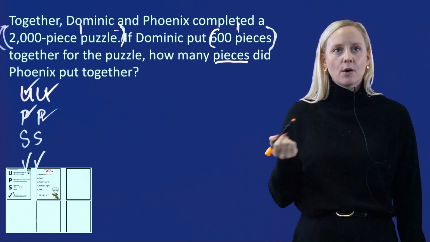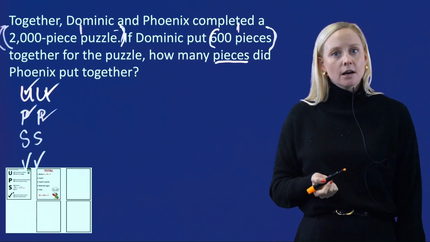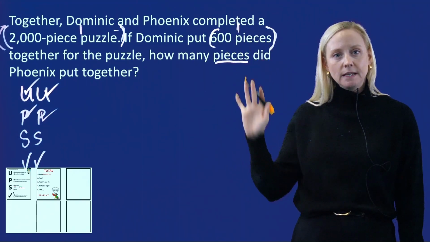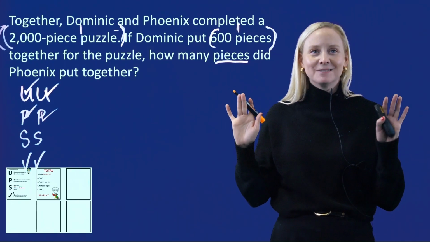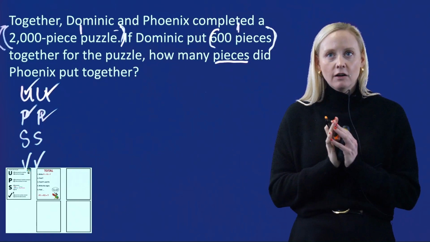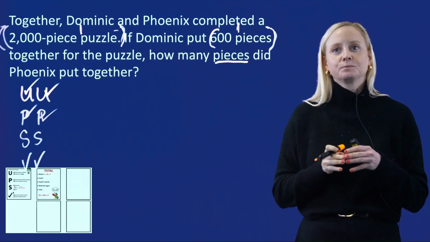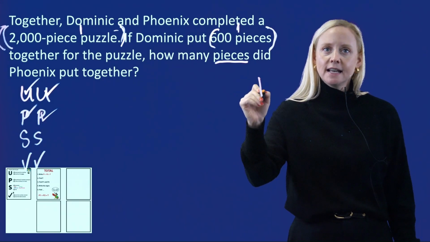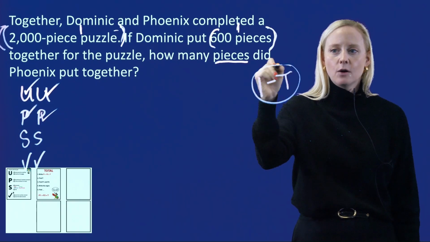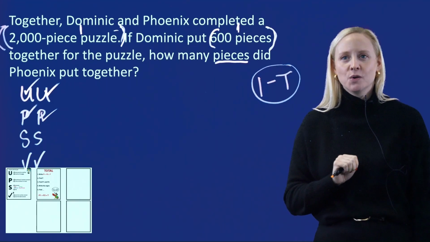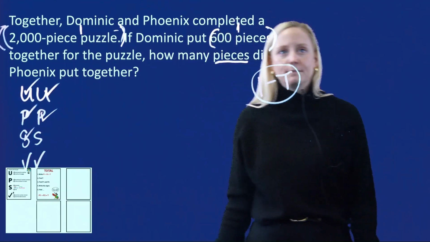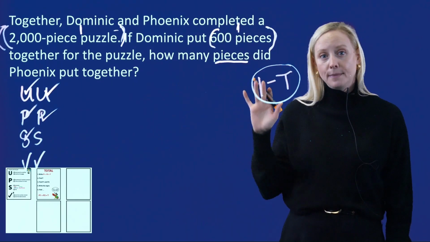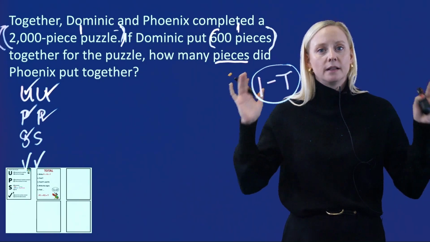Now I'm going to move to our S, which stands for schemas. Here we know we have a total problem because we're putting parts together for a total. I know I have Dominic's pieces and I have Phoenix's pieces, and we're putting those together for a total together. So I know it's a total problem, and I know that I have 1 step. So just as I did on the previous example, I'm going to write a 1 and a T. I like to underline it to stay organized. So I have identified my schema. Again, it's the total schema because we're putting parts together for a total. Dominic's pieces and Phoenix's pieces, and we're putting those together.